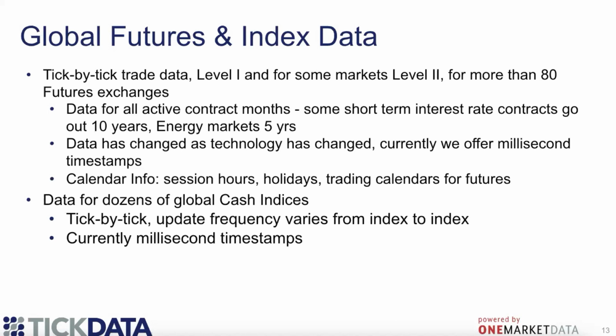And that's futures. So on cash indices, we have data for dozens of global cash indices, tick by tick. The update frequency varies with cash indices from one to another. And over time, we've seen it go from 1 a minute or 4 a minute. I think the S&P used to be 4 a minute, and now I think it's 4 times a second. I'm not exactly sure, but they're way higher frequency now. And the timestamps are currently millisecond.